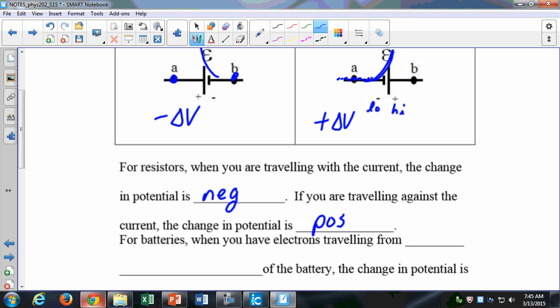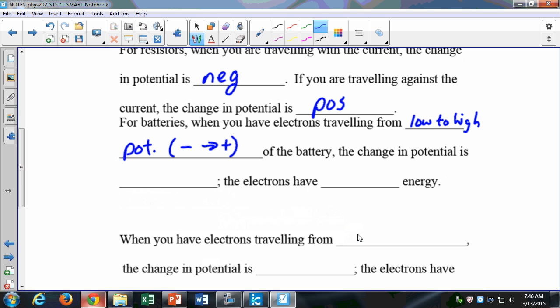For batteries, when you have electrons traveling from low to high potential, that is from the negative side of the battery to the positive side of the battery, that change in potential is positive. I get a positive delta V. The electrons have gained energy.